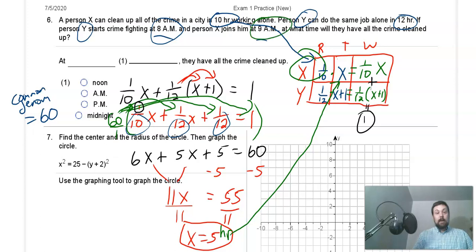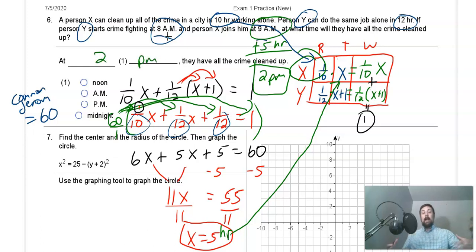Person X starts at 9 a.m. They will be working for 5 hours. So what's 5 hours from 9 a.m.? It'll be 2 p.m. So you see, this time it wasn't 1 p.m. Even if you notice that answer happening frequently, it isn't always going to be the right answer. This time it was 2 o'clock. Even if you do guess the right answer, it's not worth guessing, because if it's a guess and there's no work, you won't get full credit for the problem.